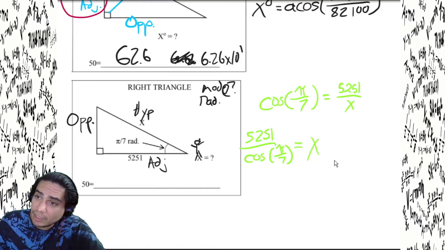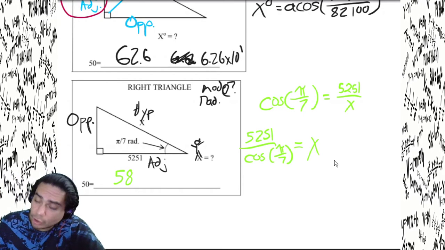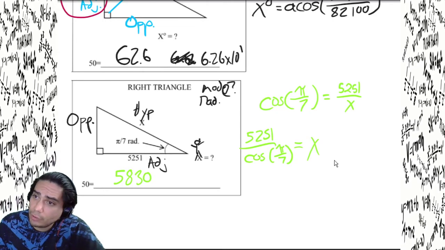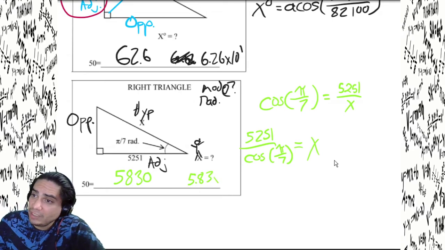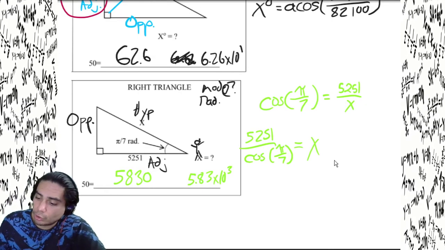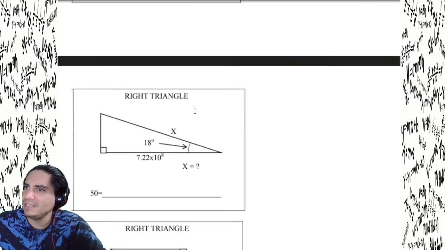Guess what we got? We got a good, reasonable answer. It's got to be bigger than this one, and it sure is. We got 5830, or 5.83 times 10 to the third power. All right, so that's what it is. I mean, it's easy work. Easy clap.